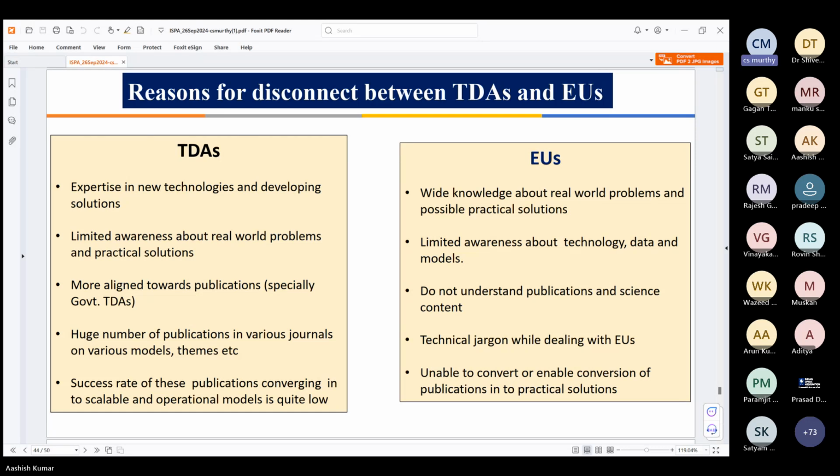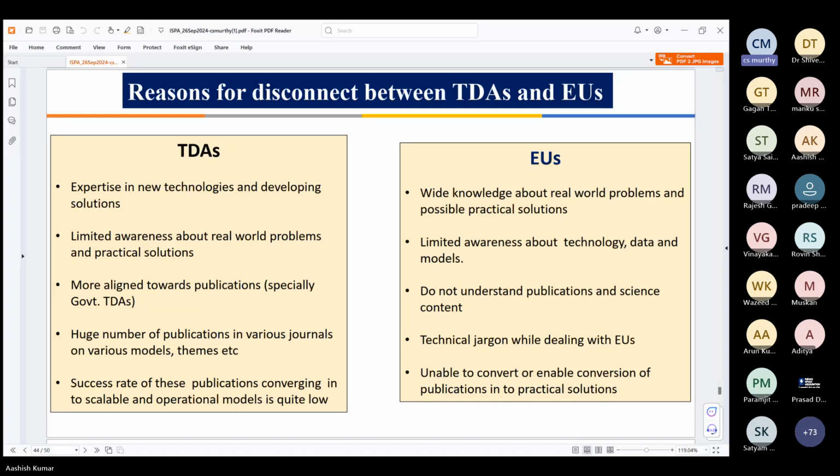And if you come to end users, they have good knowledge of real world problems. They also know what information they require to solve the problem. For example, a person says, yes, I want precise information on where the hailstorm occurred and what crop was damaged, and the crop stage. And if somebody can come and take a photograph, that gives good information for me. So they know the problems. To some extent, they know what additional information they require to solve the problem.